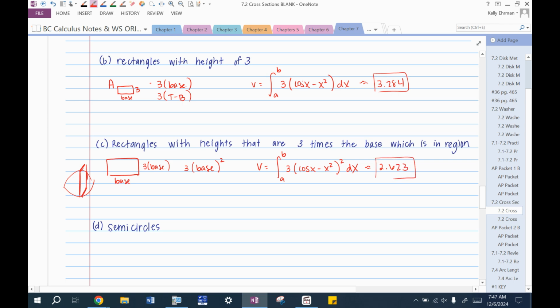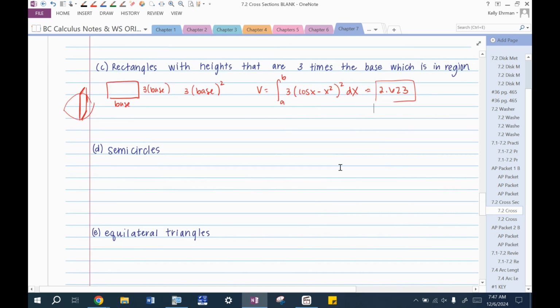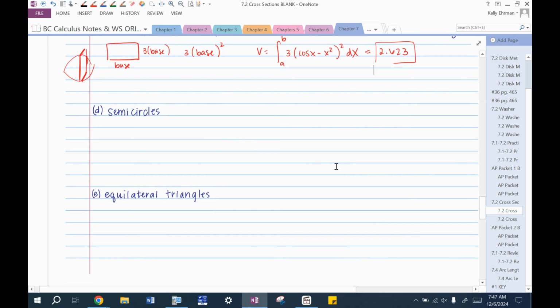Seems weird that squaring it would give you a smaller area or a smaller volume, but remember, we're working in a space where the x coordinates are decimals. So yeah, like 1/2 squared is smaller than 1/2, right? It's kind of that idea.